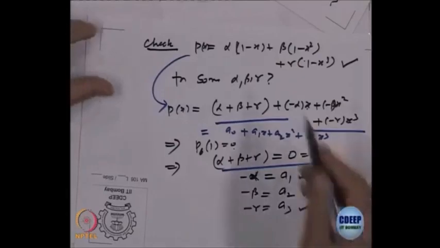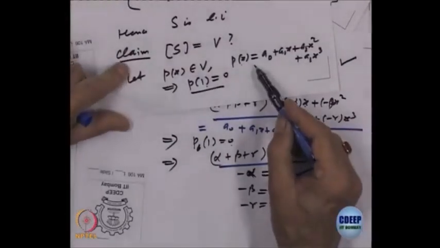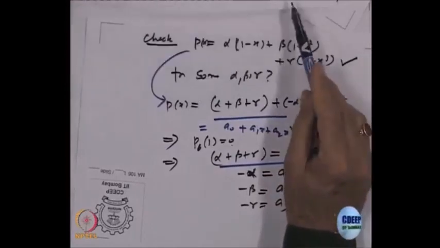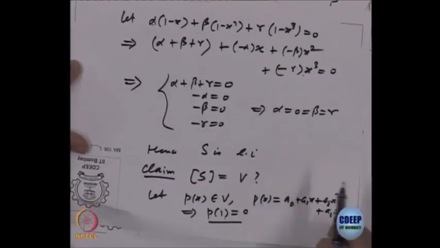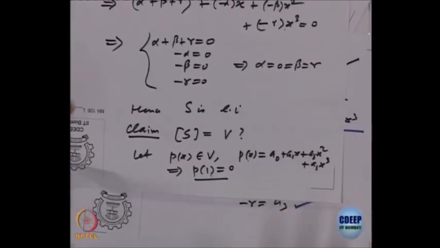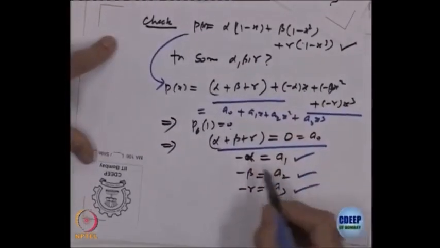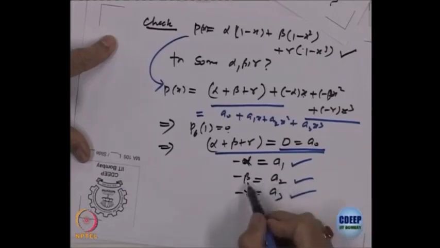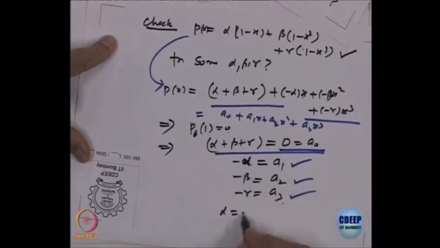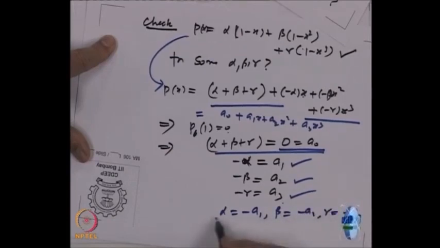So, that means what? I have found, for P(x), alpha, beta and gamma in terms of, see, P is given to me, right. The polynomial is given to me, that means a0, a1, a2, a3 are given to me. I have to find alpha, beta and gamma in terms of a0, a1, a2 and a3. That was the problem, right. Then it will be a linear combination. So, what I have found is a0 is equal to 0, okay. a1 is equal to minus alpha, a2 is equal to minus beta and a3 is equal to minus gamma. That means, alpha is equal to minus a1, beta is equal to minus a2 and gamma is equal to minus a3, right.